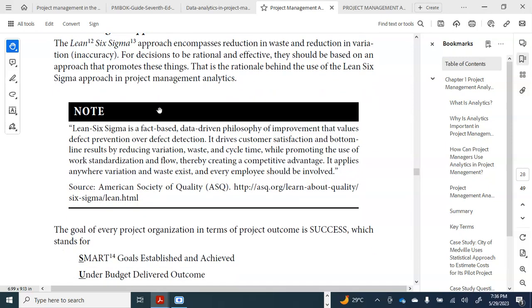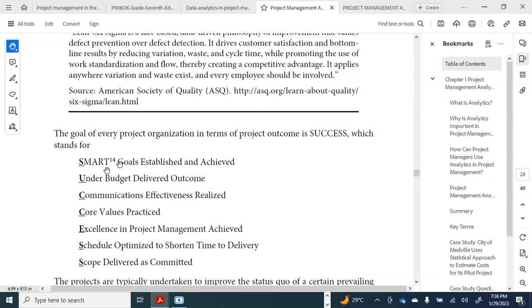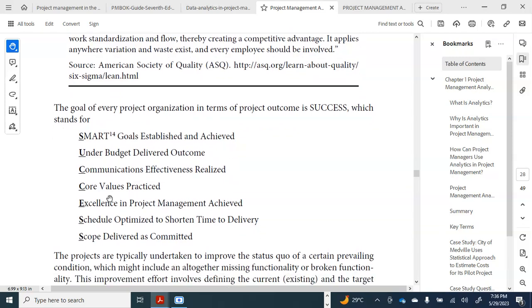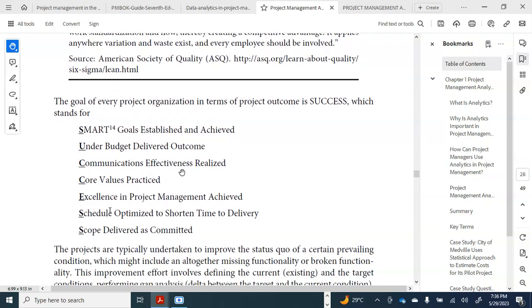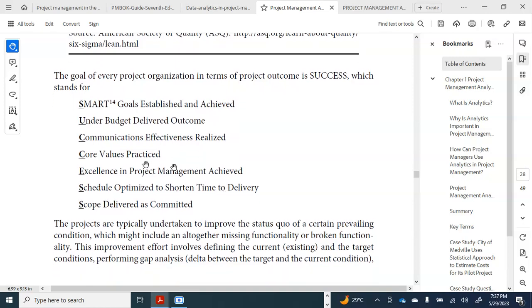Lean Six Sigma approach. We read about it. The goal of every project organization in terms of project outcome is success, which stands for: S, SMART goals established and achieved. U, under budget delivery outcome. C, communications effectiveness realized. C, core values practiced. E, excellence in project management achieved. S, schedule optimized to shorten time to delivery. I love that, very important. Then S, scope delivered as committed.